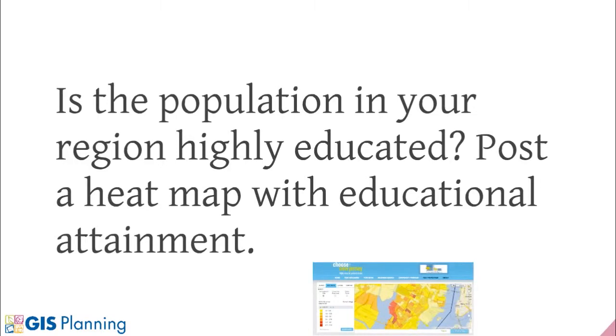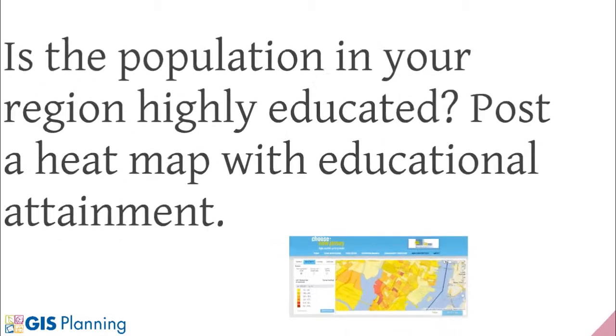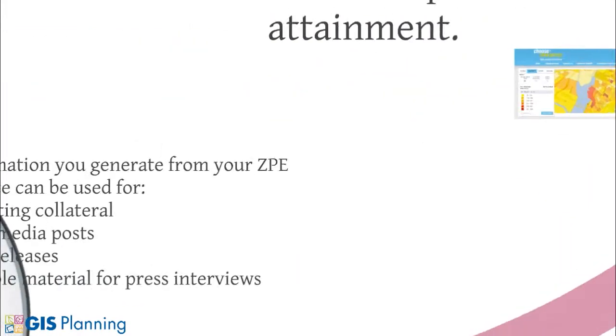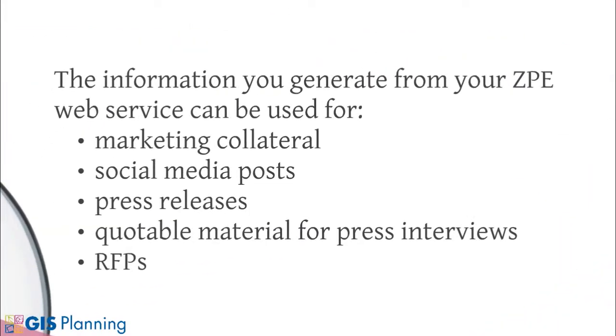Another thing you can show off is educational attainment. Again, this is a heat map. We're looking at a section of New Jersey in this case, but it really gives you very clear information that is really at your fingertips and can be used for all sorts of different purposes.